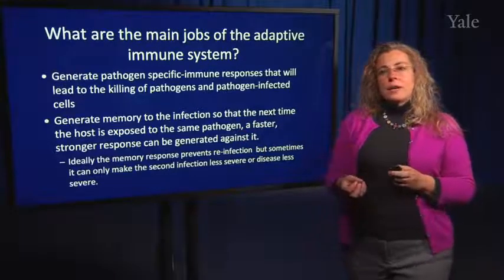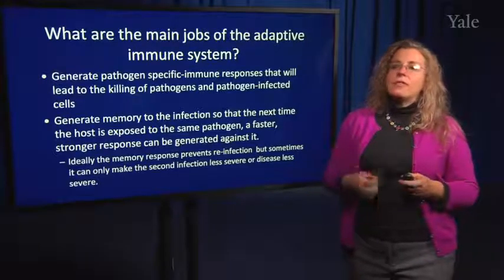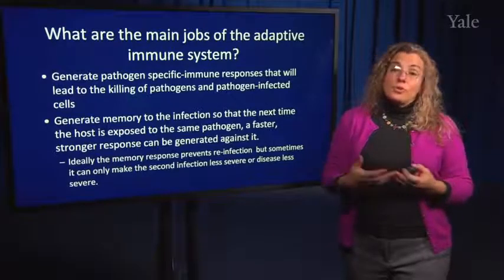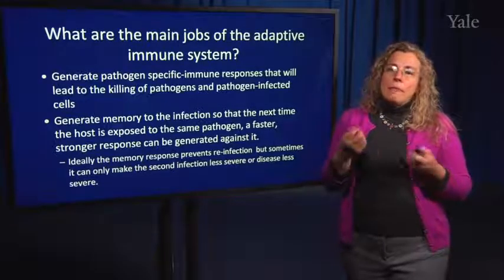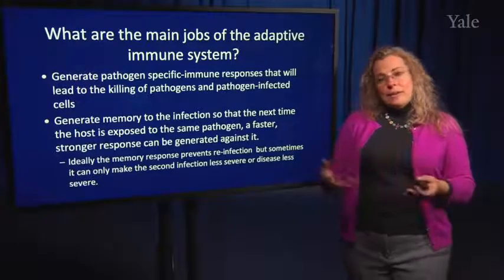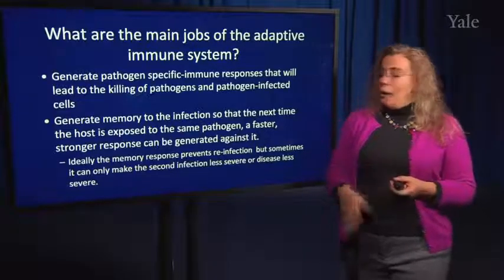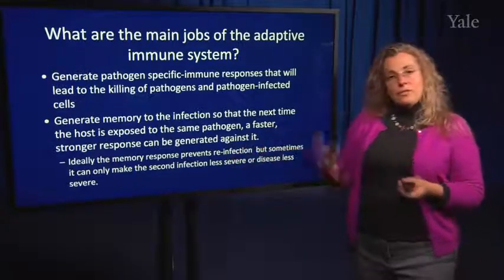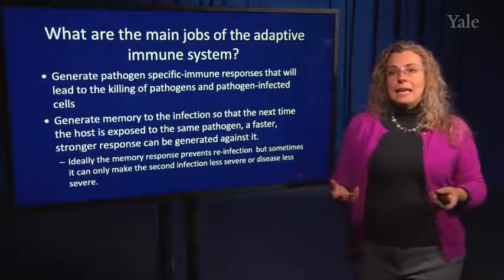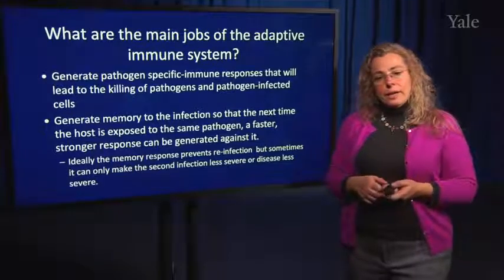So the first time you get an infection, you're going to get sick, but then hopefully you never get that infection again. For instance, if you get smallpox once, and you survive, you will have memory and immunity to it, and you won't get sick again. And that's all based on the adaptive immune response. Now, again, ideally it prevents reinfection, but sometimes it can only prevent you from feeling sick even though you're still infected. And that would be the case with a disease like malaria.